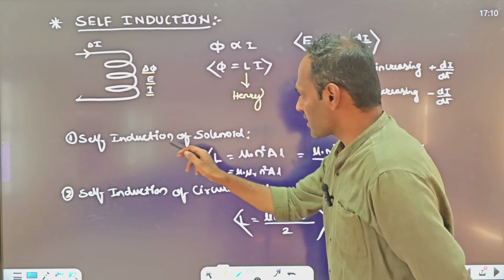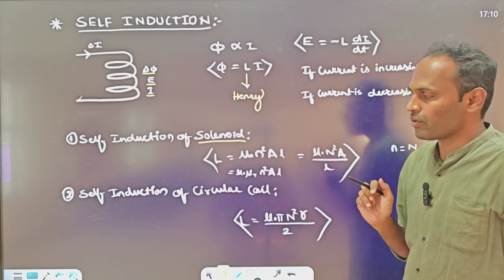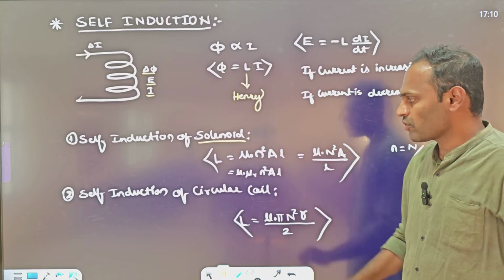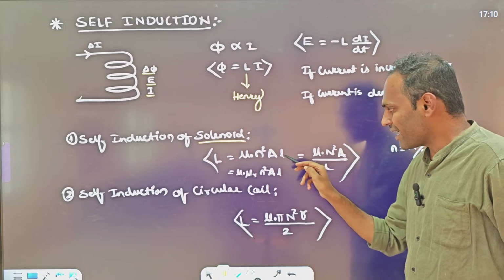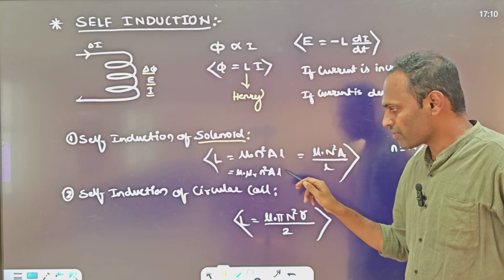Next, self-inductance of a solenoid. Remember these formulas. Solenoid formula, you must remember 100%. Self-inductance of the solenoid is mu naught n square AL. If a medium is substituted, mu naught into mu r n square AL.